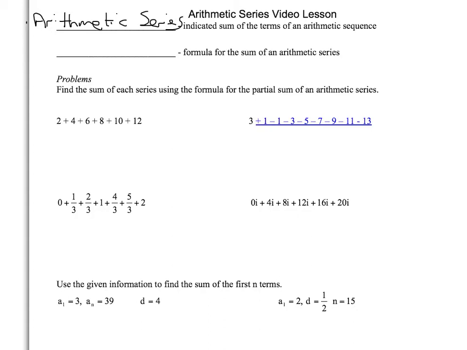The formula for an arithmetic series, this is luckily given to you on your reference table, so you don't need to memorize it, but it's Sn equals n over 2 times a1 plus an.